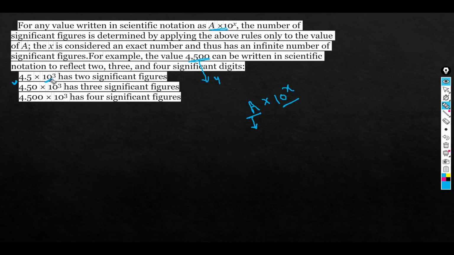So we don't have to look to this thing. As already we have discussed, we don't have to look to this. Only A. So how many significant figures? 2 only, 4 and 5.